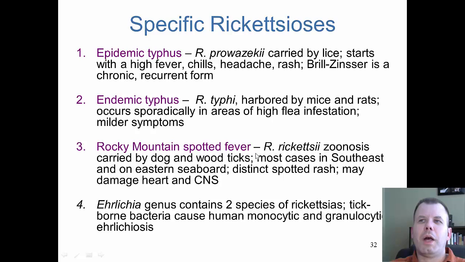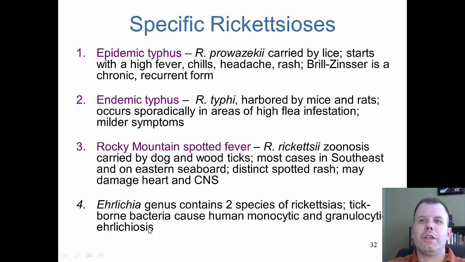The Rocky Mountain spotted fever is caused by Rickettsiae, and again, this is a zoonosis carried by dog and wood ticks. It causes most cases in the southeast and the eastern seaboard, and again, a spotted rash may damage the heart and central nervous system, so that's where we see this the most. Again, passed by ticks. So if you go out hiking and doing those things, that's where you can see this infection.